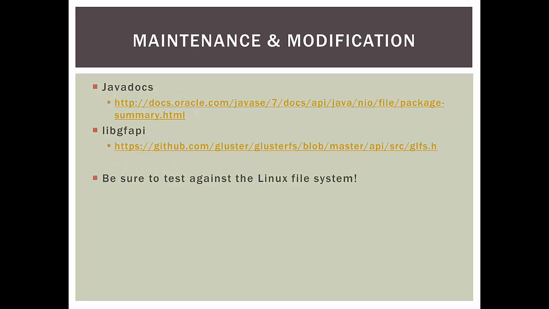As the project is meant to be a complete implementation of the NIO2 API, the Java docs for the NIO file package and its children are of utmost importance. They can be found at the link shown. Additionally, the libgf API project may be used as a reference for the libgf API JNI binding. That can be found at the link shown here. And most importantly, you must always be sure to fully test your code. All integration testing should be done using the default Linux file system implementation as reference.